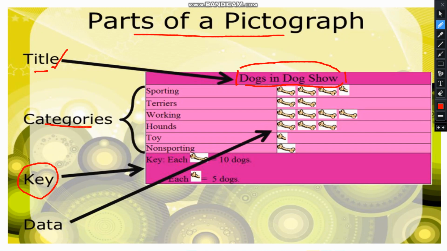Now one picture represents 10 dogs. That means one bone is representing 10, and half is representing 5. So if you see the first one, the sporting dogs, how many? 1, 2, 3, that means 30, because each is representing 10, so 10, 10, 10, 30, plus the half, that means 5. So that means we can calculate it as 35.